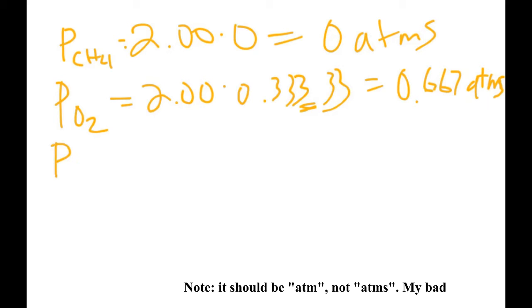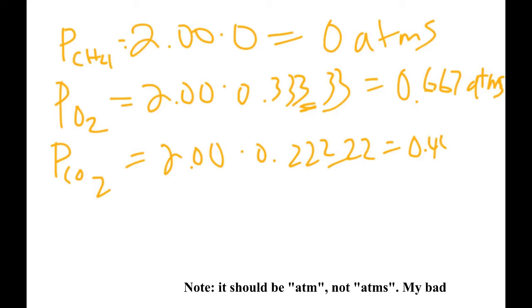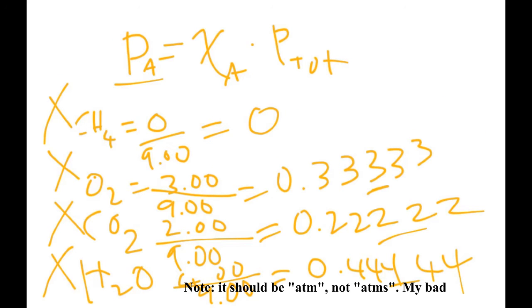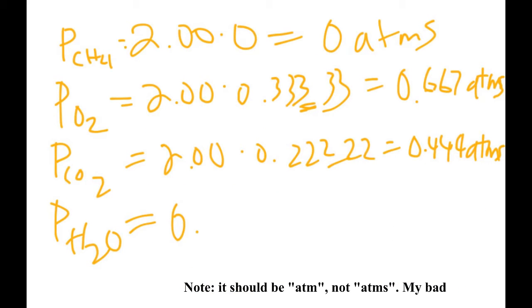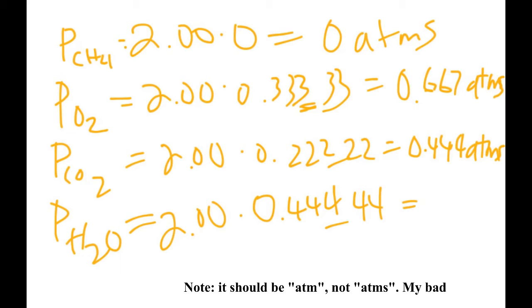Now let's do the partial pressure for CO2. This is just equal to 2.00 times 0.22222, and this is equal to 0.444 atm. Last but not least, the partial pressure for H2O will be, let's see, we have to start with the total pressure first, 2.00 times the mole fraction for H2O, 0.444 with the last 4 underlined, and we get 0.889 atm.